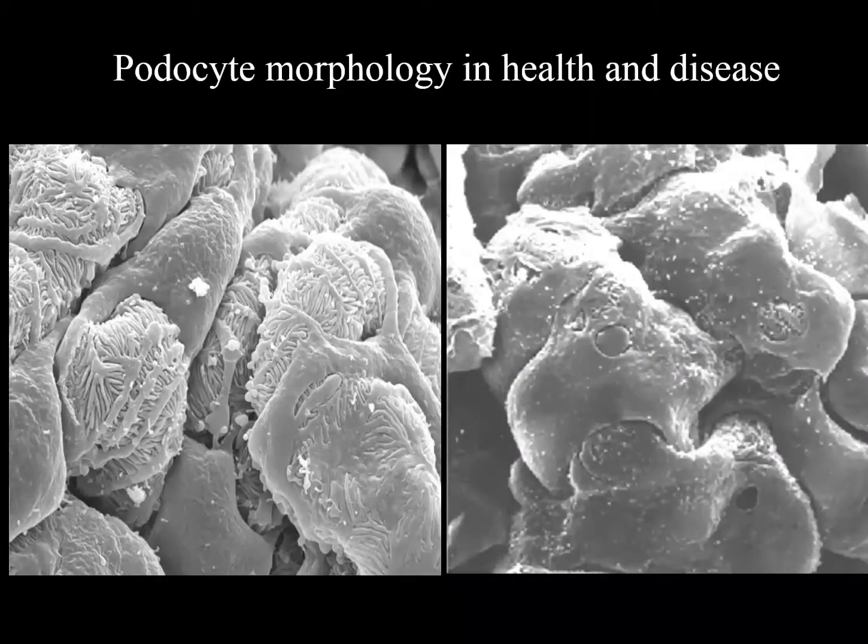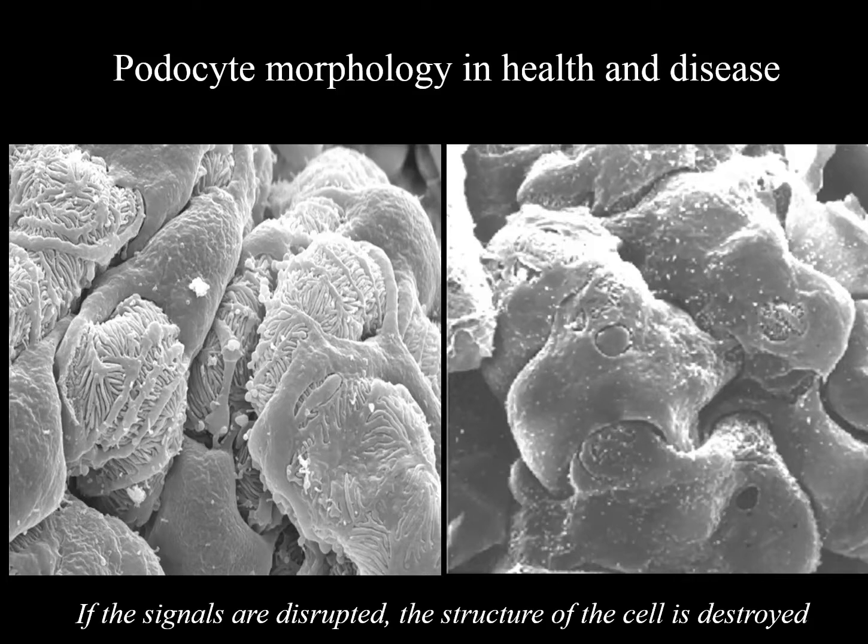And this is exactly illustrating that. This is showing a normal podocyte on scanning electron microscopy on the left, and then the effaced podocyte, which is the universal feature of any nephrotic syndrome, the breakdown of the podocyte and its complex structure, which, as I say, is regulated by those important proteins and signaling processes. Next slide. So that's again just illustrating that if the signals are disrupted, and they could be disrupted by many different means, then the structure of the cell is destroyed. Next slide.